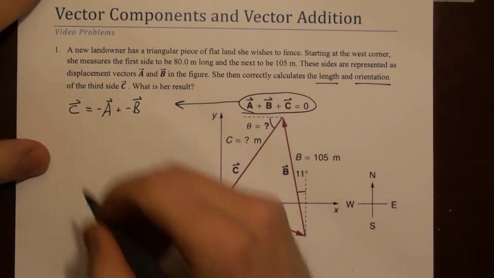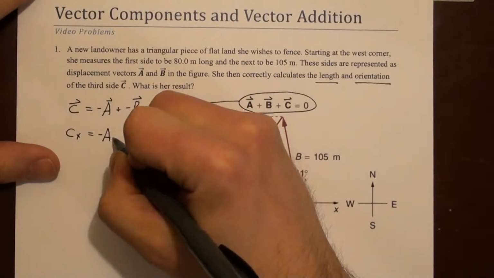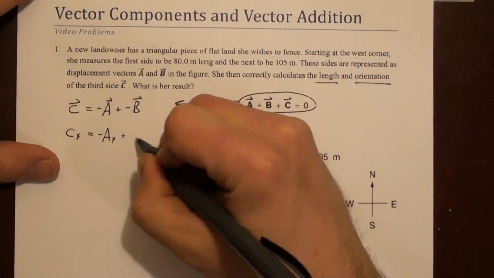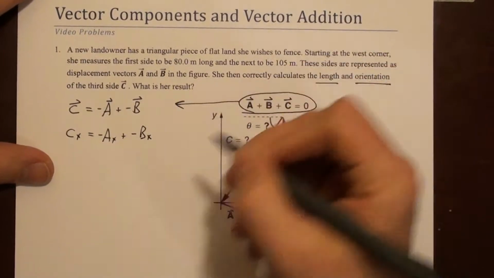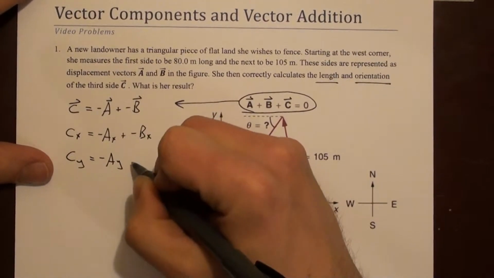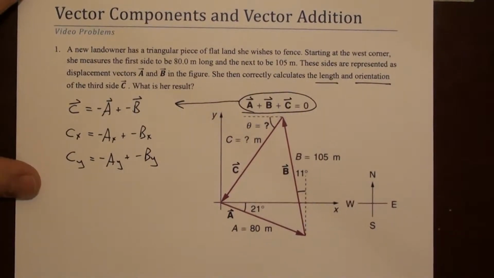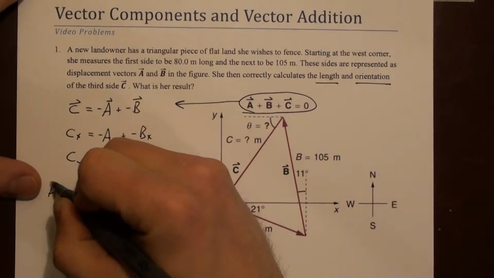So you can see here that C sub x is going to be minus a sub x plus minus b sub x, and C sub y will be minus a sub y plus minus b sub y. So I first need to break down A and B vectors into components. Let's start with maybe A vector.